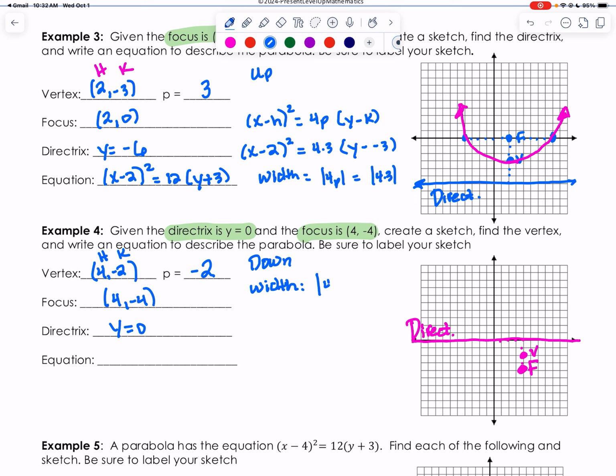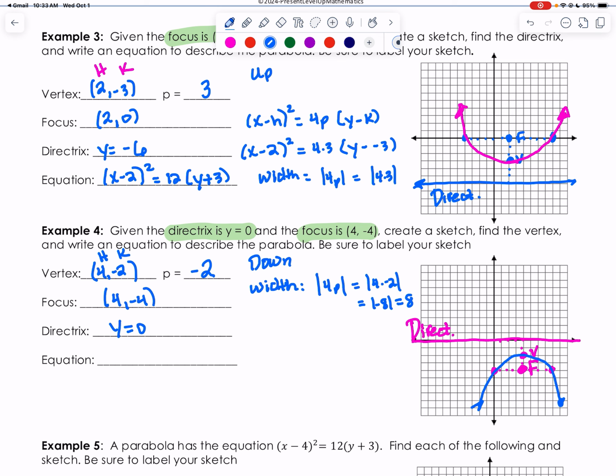It's the absolute value of 4 times p. So that's the absolute value of 4 times -2, which would be the absolute value of -8, which ends up being +8. So I want to go 4 units to the right: 1, 2, 3, 4. 4 units to the left: 1, 2, 3, 4. Then, now that you know how wide your parabola is, you can make your U shape.